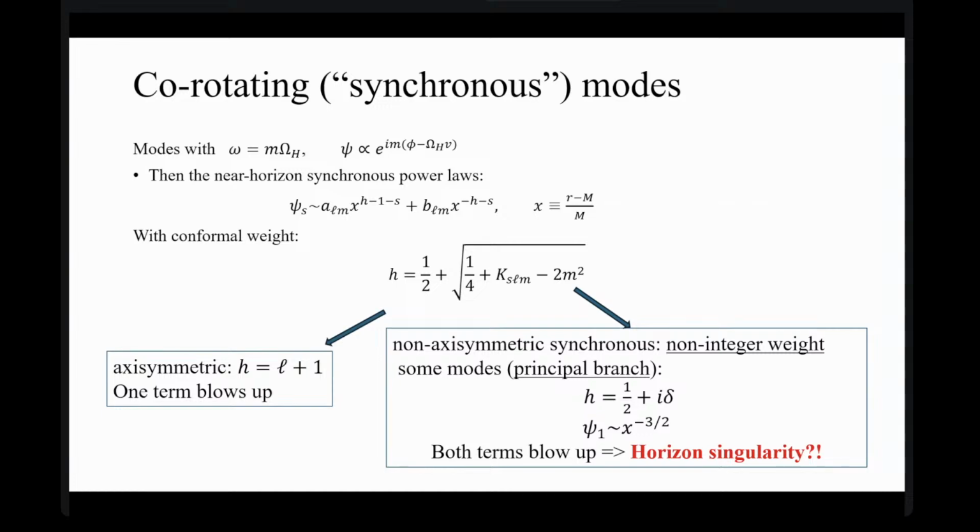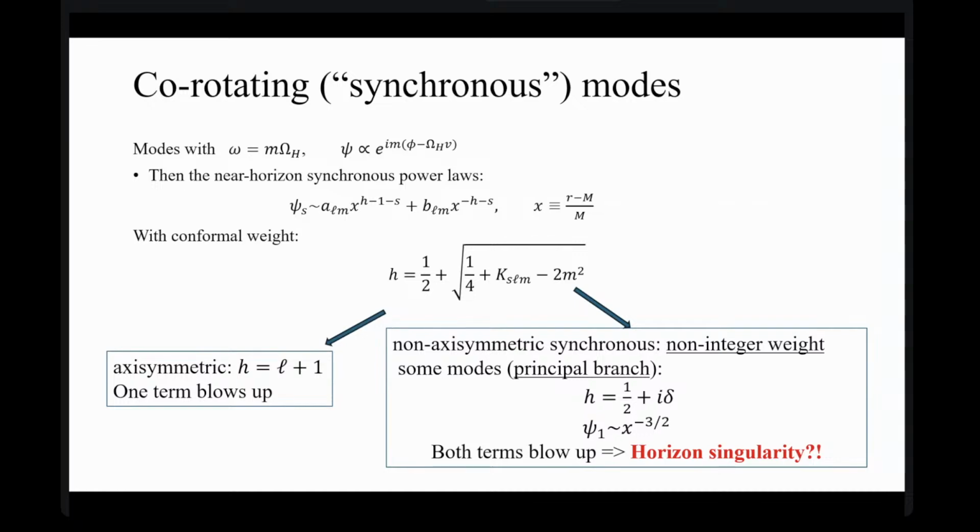And if you solve these in the near horizon region for extremal Kerr black holes, they will gain these two power laws in x, where x is the distance from the horizon. So importantly, we have h minus 1 minus s and minus h minus s, where h is the conformal weight given here. Now, for axisymmetric perturbations, these conformal weights will be positive integers, as we said before, and one of these branches will blow up while the other will remain regular. So one we denote as non-physical, and the other one will give us the Meissner effect.